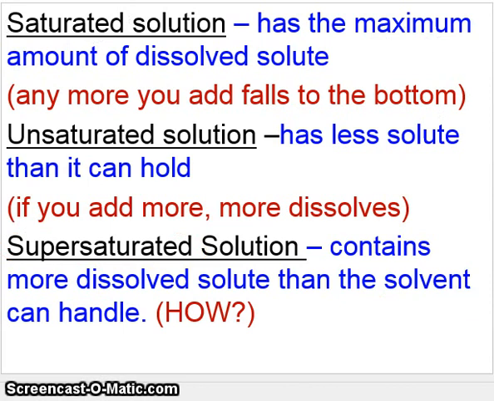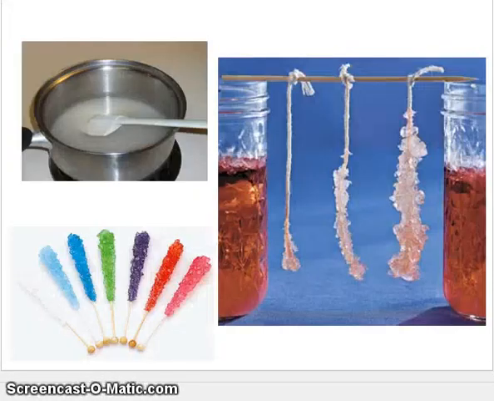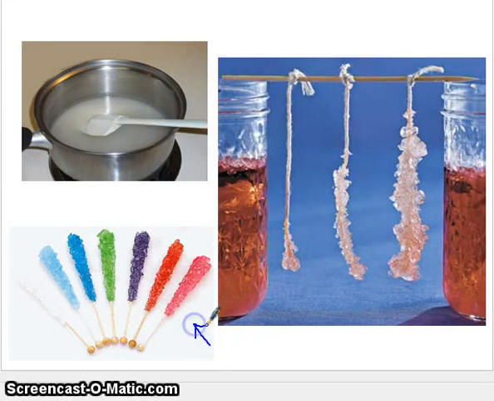And this is actually how rock candy is made. This process is used to make rock candy. If you know anything about rock candy, essentially this is just sugar crystals that have been put together. The way you make it is you dissolve as much sugar as you can in hot water.